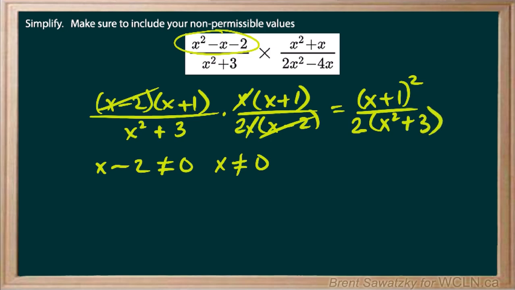So are there any other permissions to consider? Well, we certainly don't want x squared plus 3 to ever be 0, but it actually can't ever be 0, right? Because nothing squared will ever come out to be a negative. So that one's not a problem. No matter what we put in for x, it'll come out to be a positive, and therefore it'll never be 0.